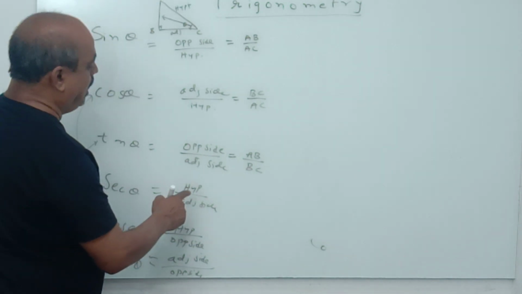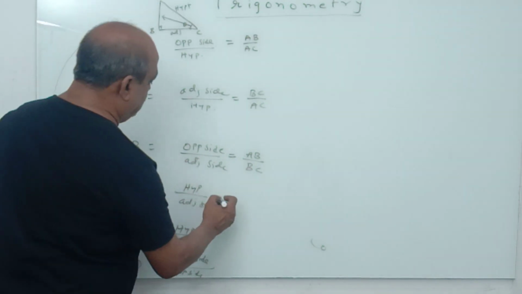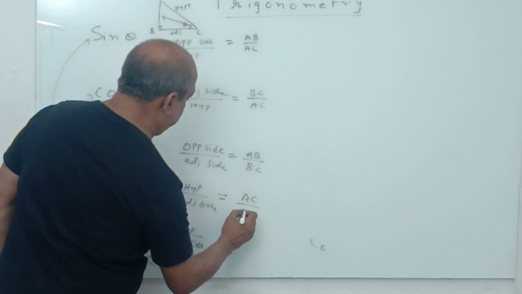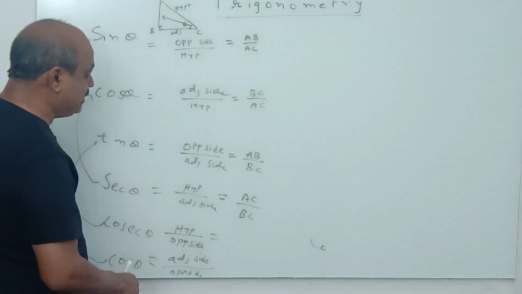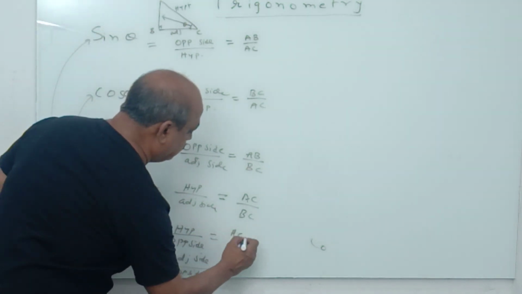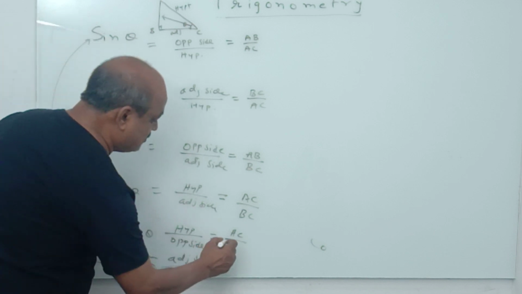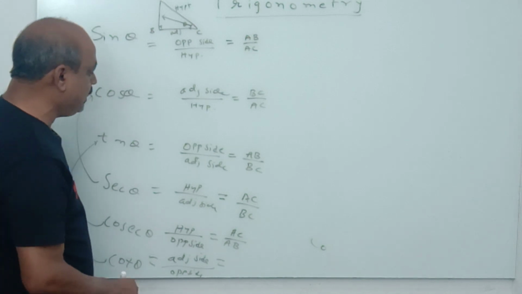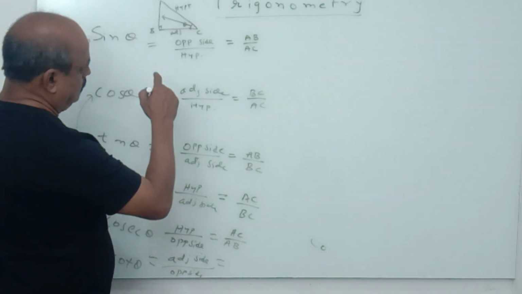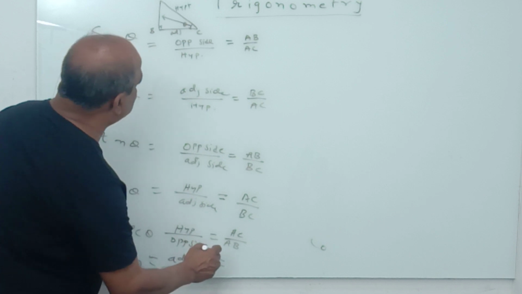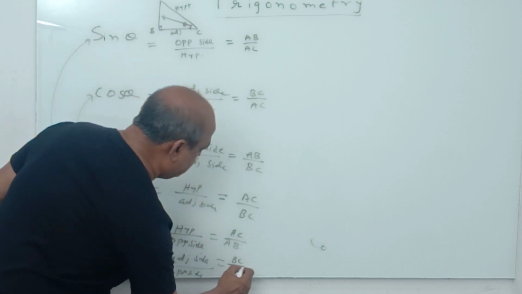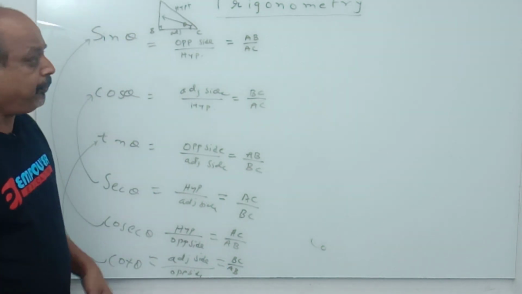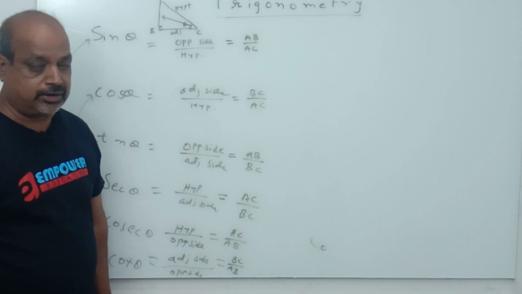Then sec theta is hypotenuse upon adjacent side, that would be AC upon BC. Cosec theta is hypotenuse upon opposite side, that would be AC upon AB. And cot theta will be adjacent side upon opposite side, that would be BC upon AB. So this is the most important basic thing that you must know.